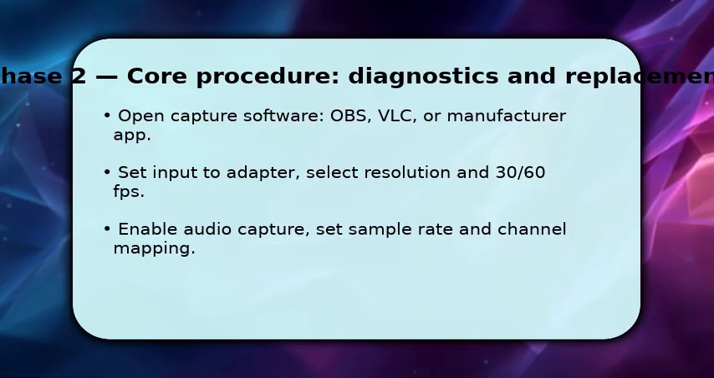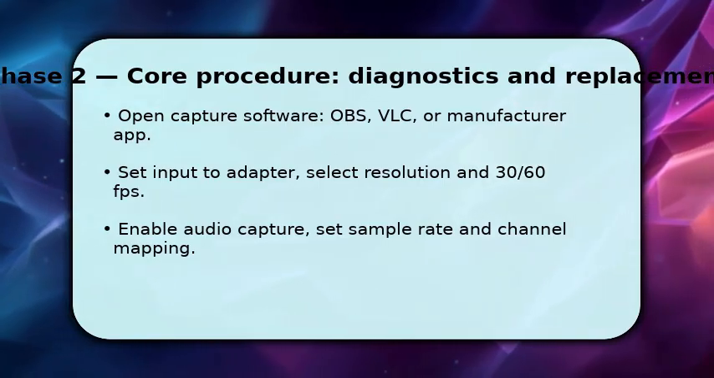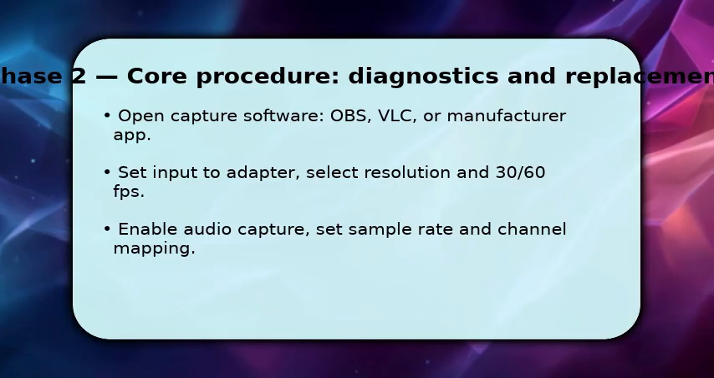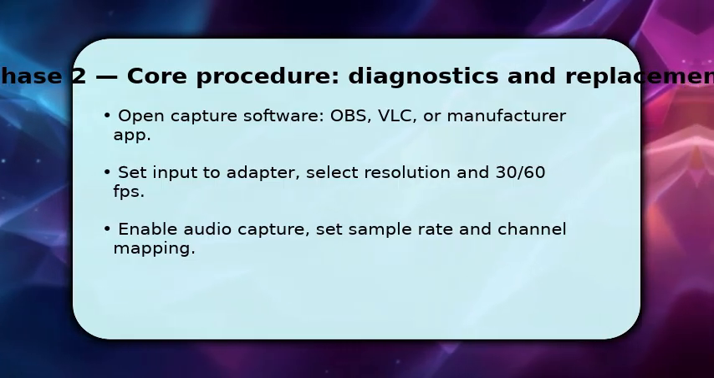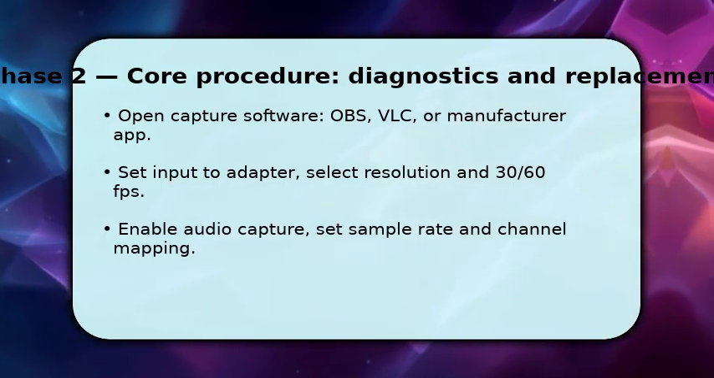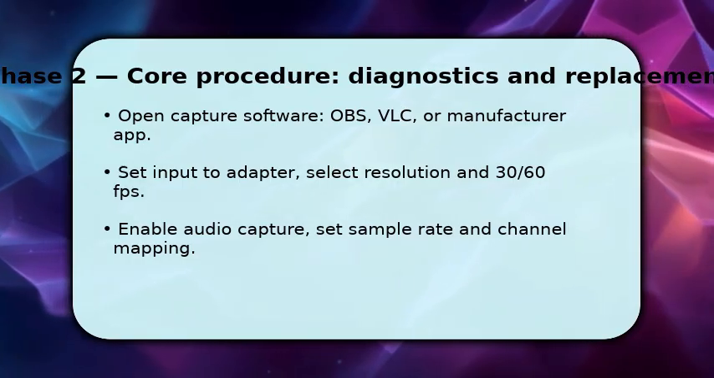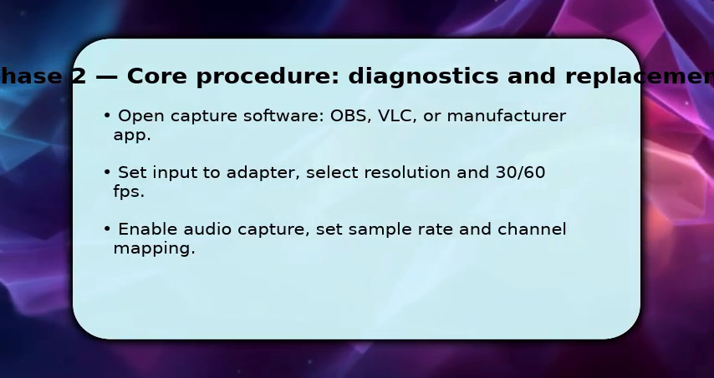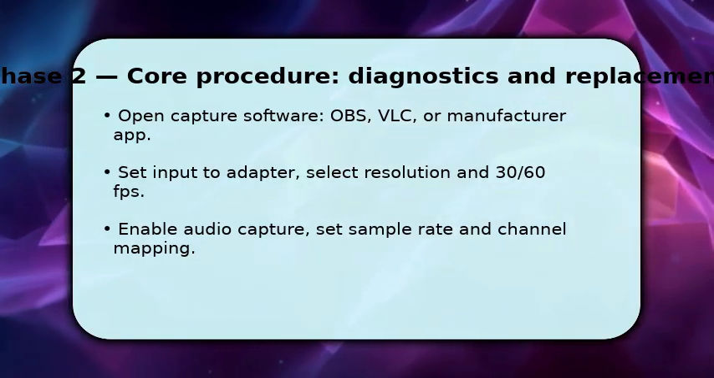Now you open your capture software and select the adapter as the video input, because software routing controls what is recorded. Then set resolution and frame rate, use native source resolution when possible, and choose 30 or 60 FPS depending on content. Higher FPS increases CPU load.